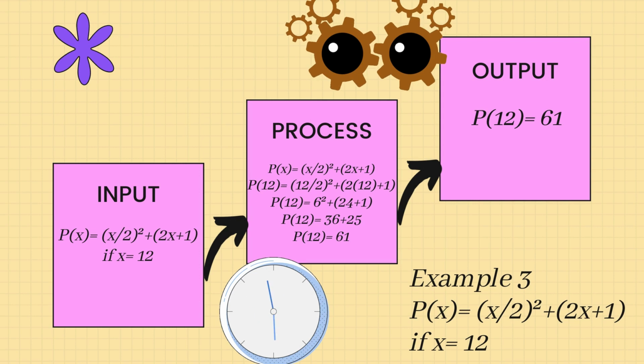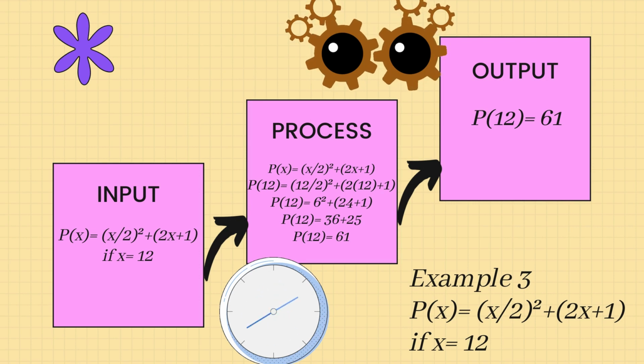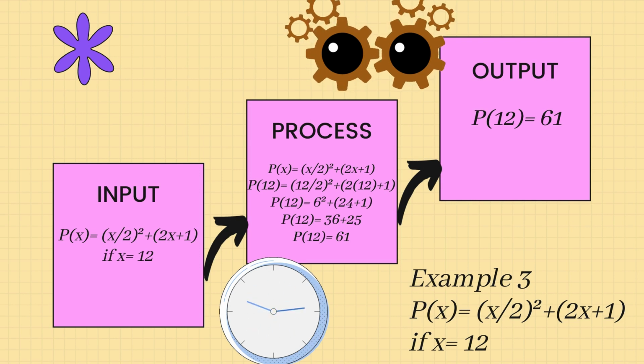Next, p of 12 is equal to 6 squared plus 24 plus 1. Last, p of 12 is equal to 36 plus 25. The output will be the function p of 12 is equal to 61.